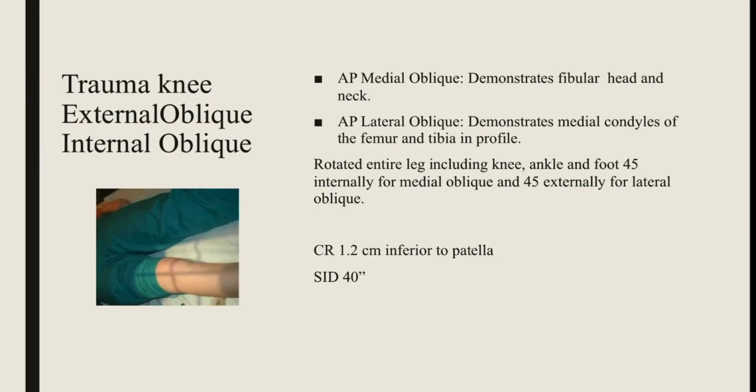Trauma knee. We have two different positions for this one: external oblique and internal oblique. If we need to see the fibular head and neck, we need to use the medial oblique. And if we need to demonstrate the medial condyle of the femur and tibia in profile, we need to use the lateral oblique. For this positioning, we need to rotate the entire leg, including the knee, ankle, and foot, 45 internally for medial and 45 externally for lateral. The center ray is going to be 1.2 centimeters inferior to the patella, and the SID is going to be 40 inches.